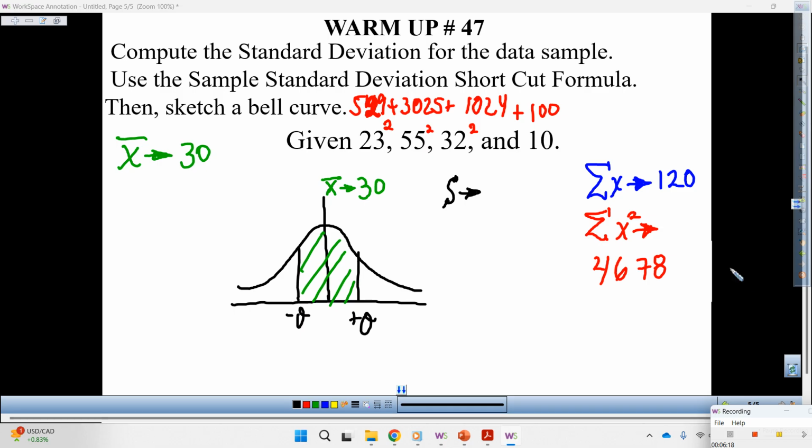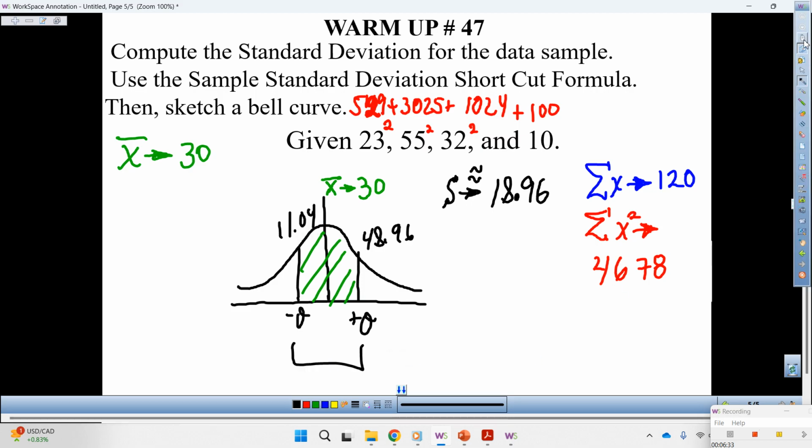How about Adisai? Okay, Adisai, what'd you get for standard deviation? 18.96 without hesitation. Hands, have you got that? That is correct. Approximately. So that means one standard deviation up, we should be at 48.96. One standard deviation down, we should be at 11.04. That's our norm. Send that in, please.